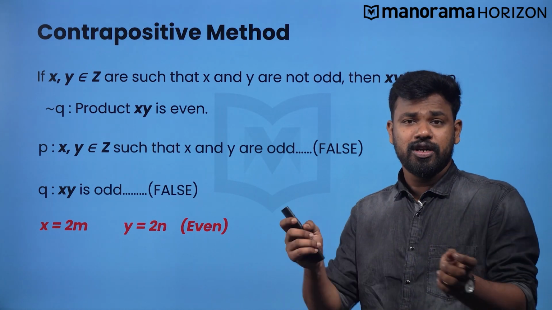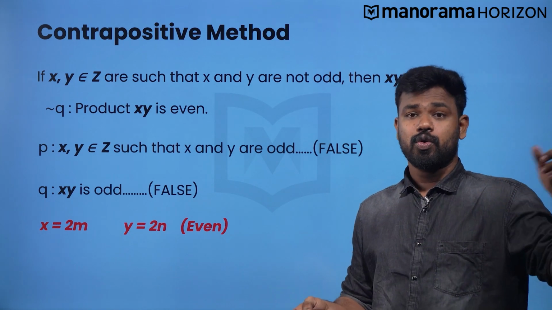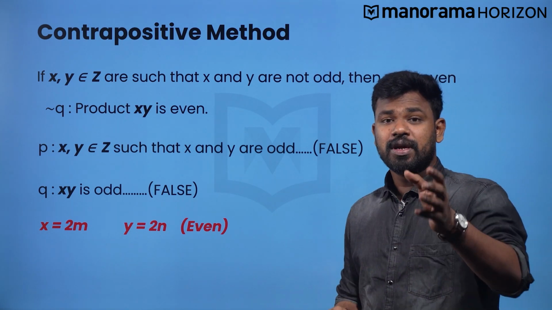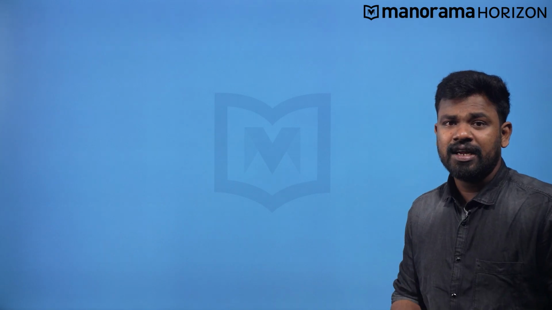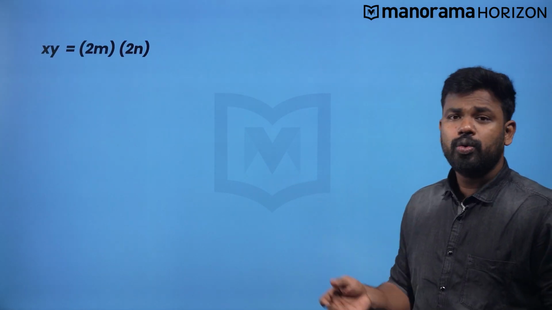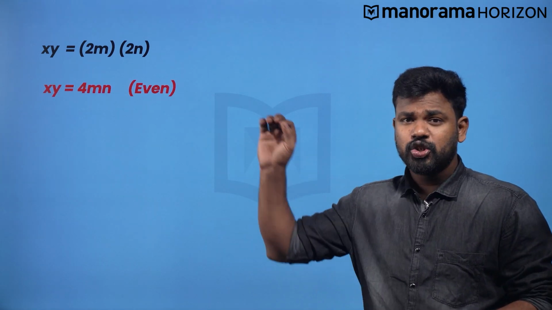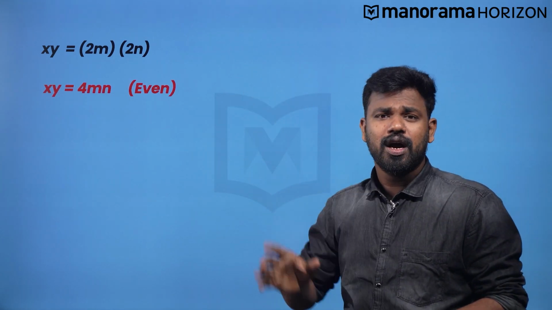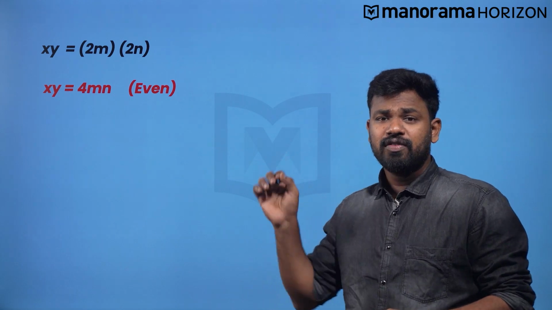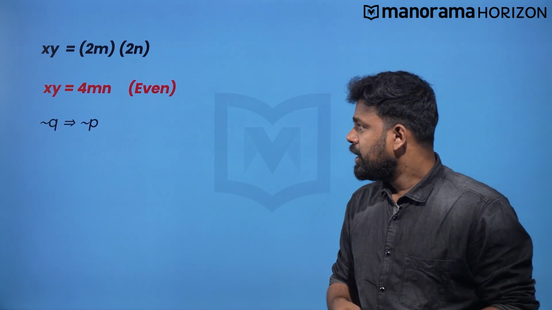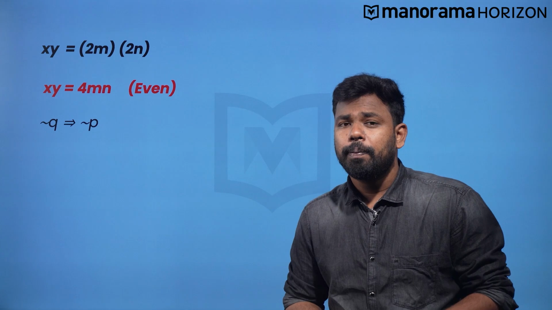2m and 2n, not 2m plus 1 and 2n plus 1. That is for odd. This is for even. Then for some integers m and n, you can see that xy is equal to 2m into 2n, which is equal to 4mn, and this shows that the product xy is what now? Even. Thus, we have shown that not Q implies not P.